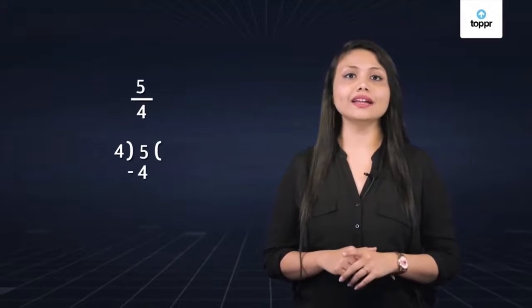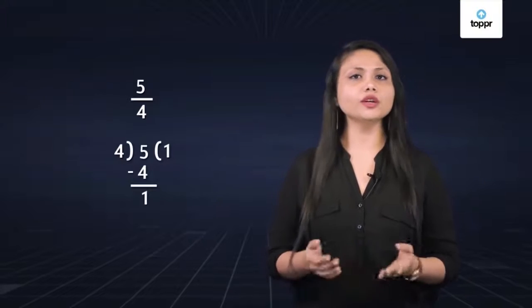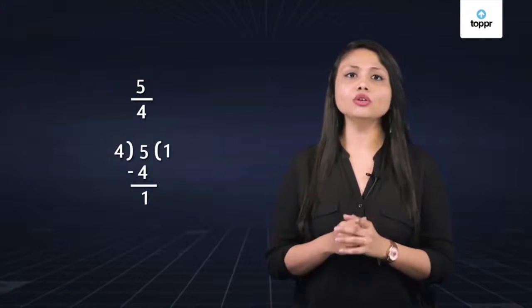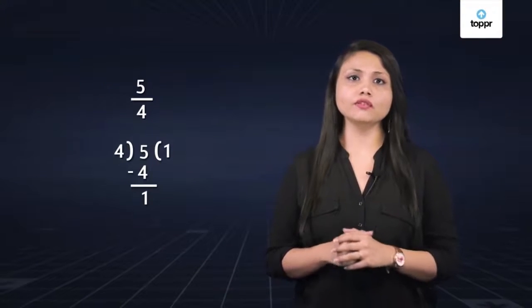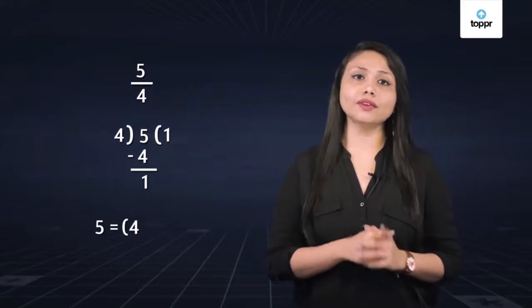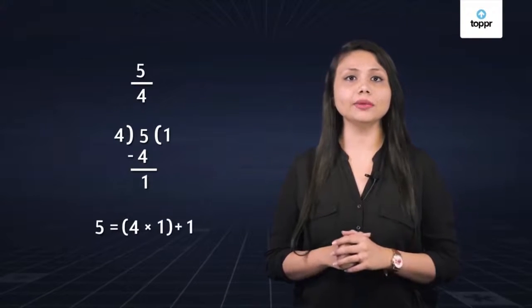We know how to divide two numbers, right? For instance, 5 by 4. 5 can be divided by 4 using the standard division format as shown, which we already know. We know how to verify this division as well. We should get the dividend by multiplying the divisor with the quotient and adding the remainder.